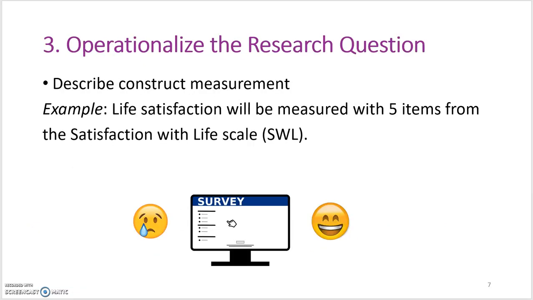The next step is to operationalize the research question. So once I have my hypothesis, I need to describe exactly how my constructs will be measured. So for example, I could use the satisfaction with life scale, which obviously measures life satisfaction, and decide to give my participants 5 questions from that particular scale. So I am operationalizing my variable of life satisfaction using 5 questions from this scale.